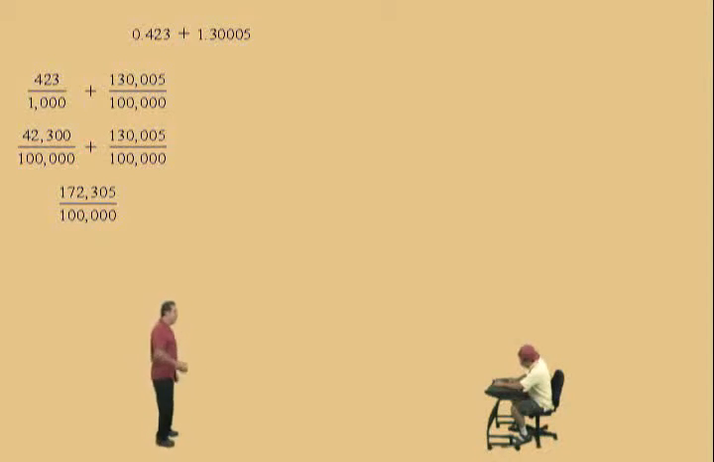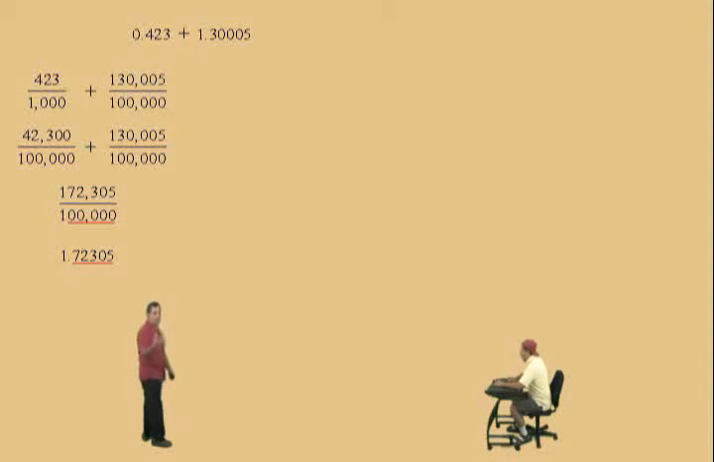Now, to change that to a decimal, remember, earlier in a previous video, we showed you to count the zeros in the denominator, and that will tell you how many decimal places you need in your answer. And so we take our numerator and move 5 decimal places to get 1.72305, which is the correct answer.